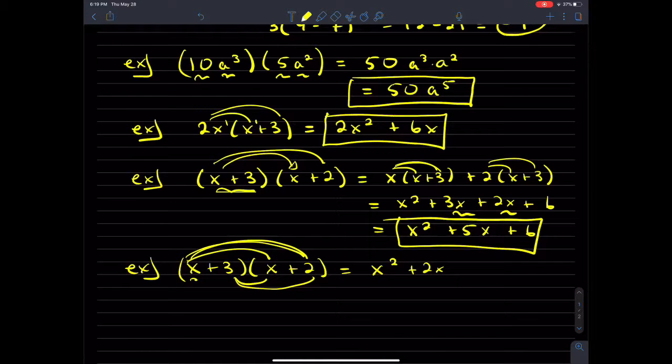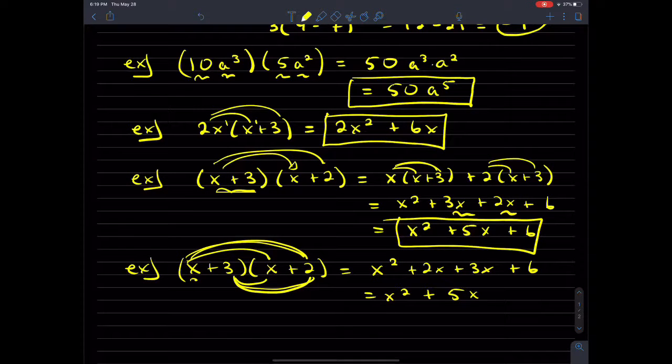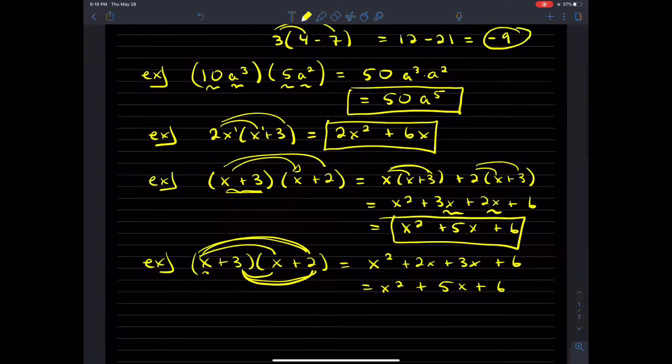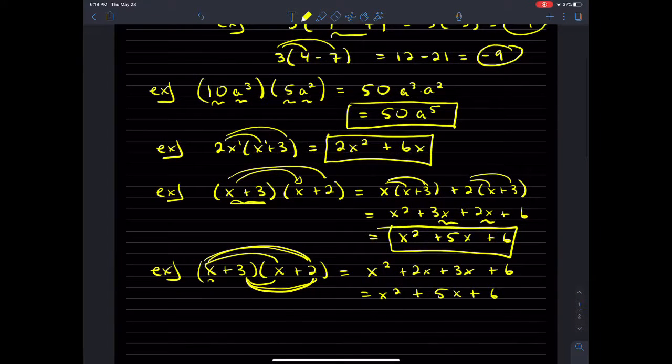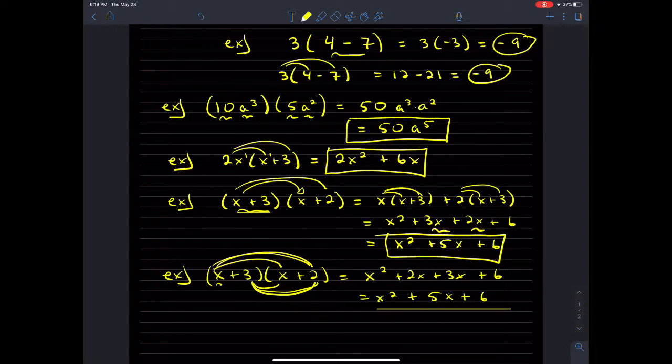But I don't remember FOIL as much as distributing. And then this 3 goes to both of those terms too. Plus 3x, and then plus 3 times plus 2 is plus 6. And here we get the same thing. Middle terms add up. And what we're essentially seeing is two binomials, when you multiply them, you usually get a trinomial. Sometimes you'll get a binomial, which we'll look at that formula when we get there.